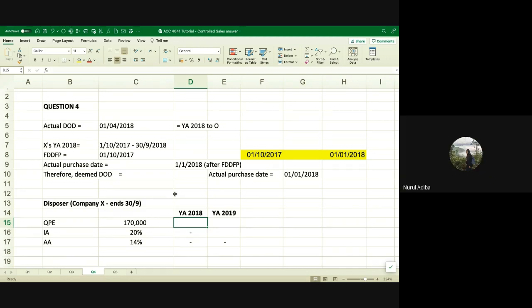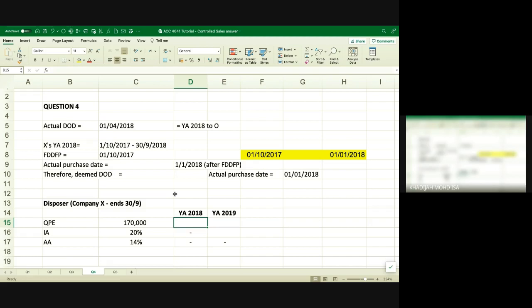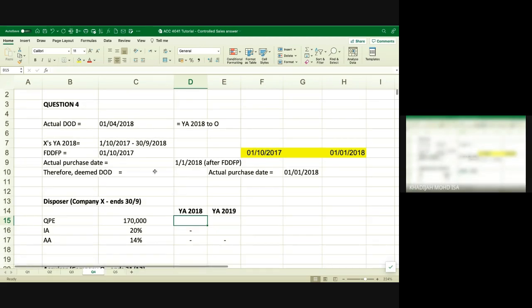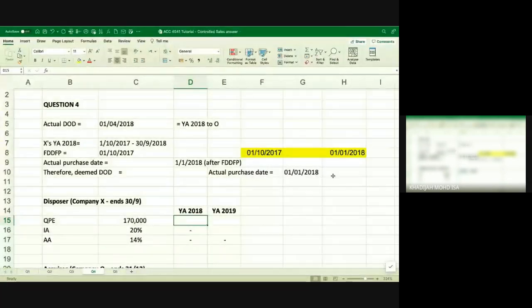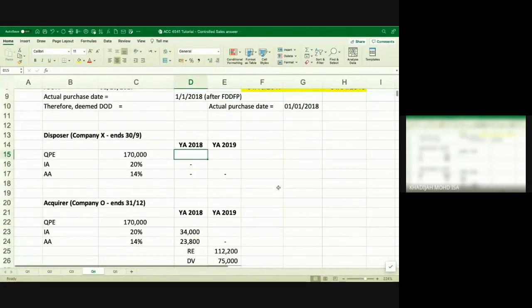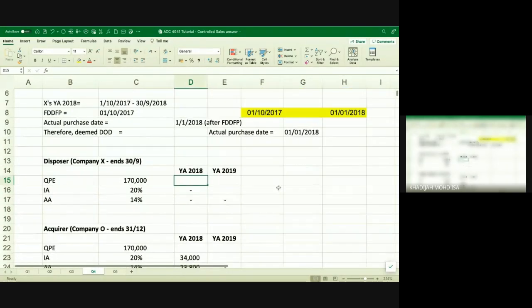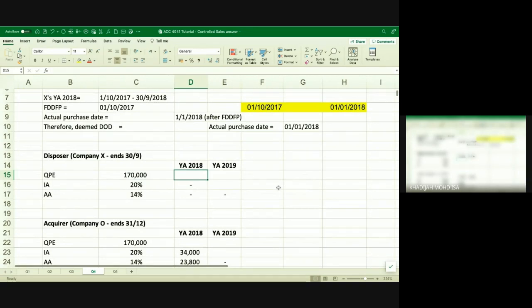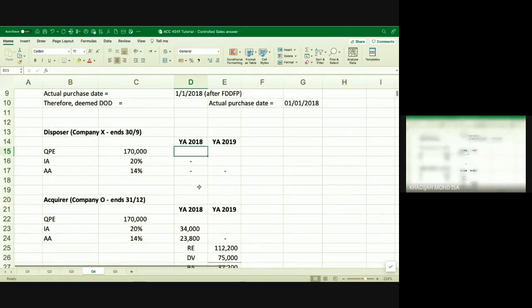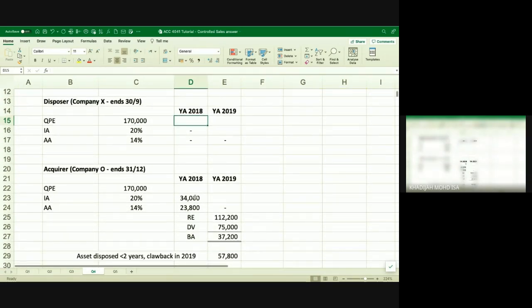Do you get this? Do you understand why X cannot claim? Yes, madam. Everyone, yeah? Yes, madam. Right, because in this case, again, the actual acquisition is after the date of disposal. So in that case, you cannot claim any allowance on the asset. And because the disposer did not claim any IA and AA on the asset, the acquirer can claim everything. All right, claim IA and AA.